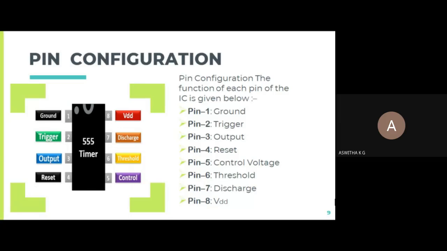Pin 7 is the discharge pin. The maximum allowable discharging current should be less than 50 milliampere. And finally, pin 8 is supply voltage. It is connected to the positive terminal of power supply.